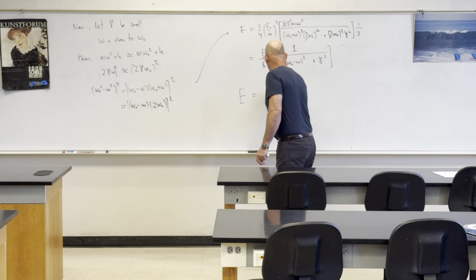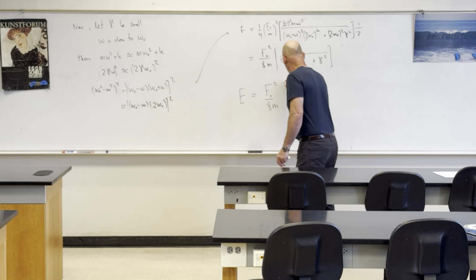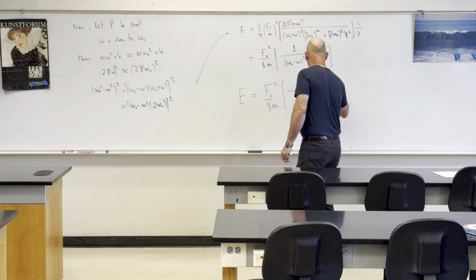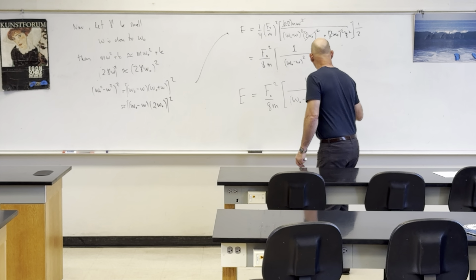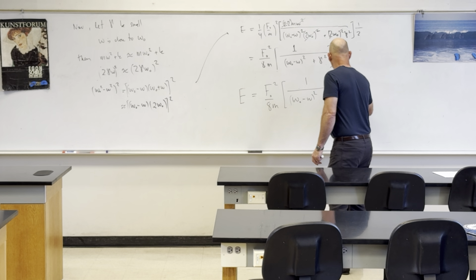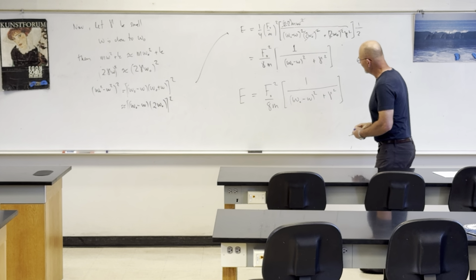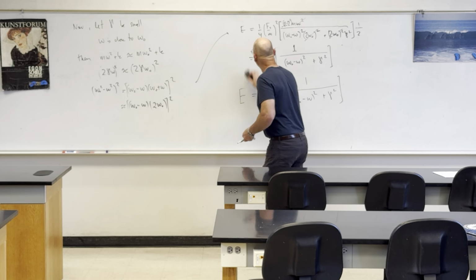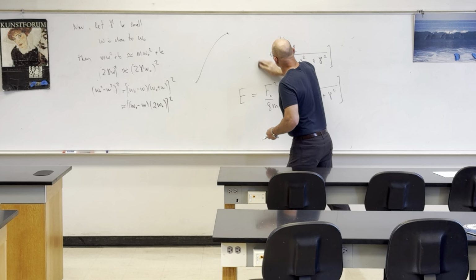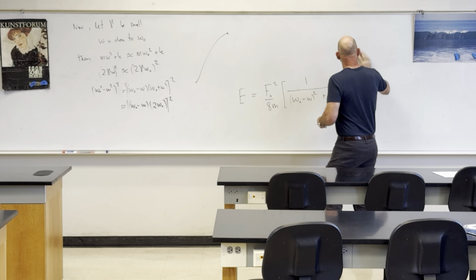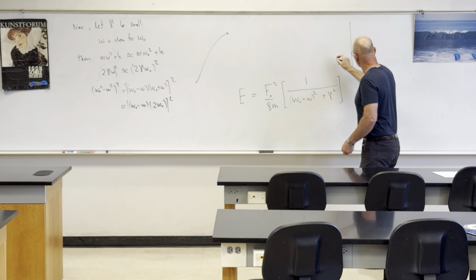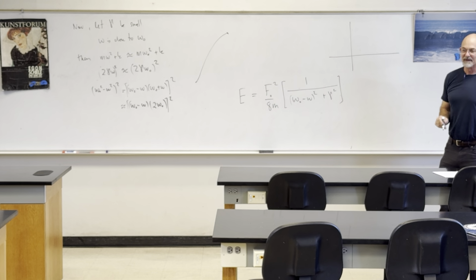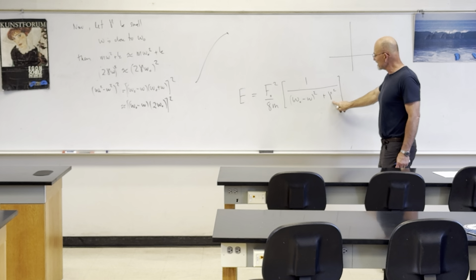So f naught squared over 8m times 1 over omega naught minus omega, squared, plus gamma squared. Okay, this is clean. If you guys look it over, be sure I got the algebra right. Because this one we can graph very easily. Okay? This one depends on gamma being small.